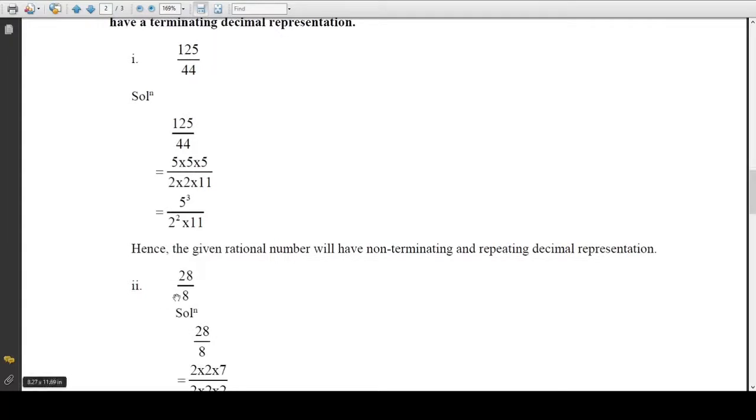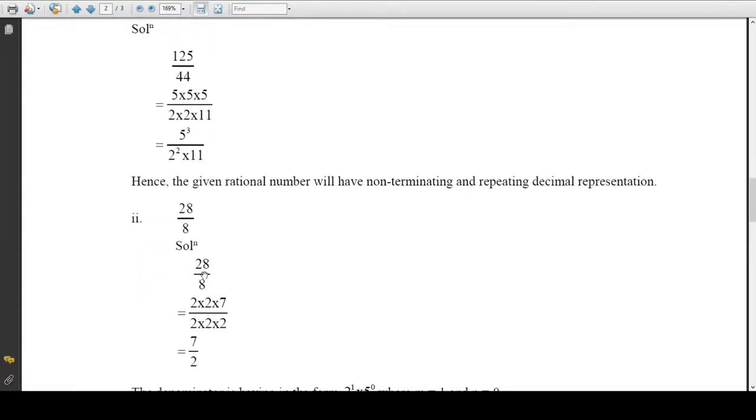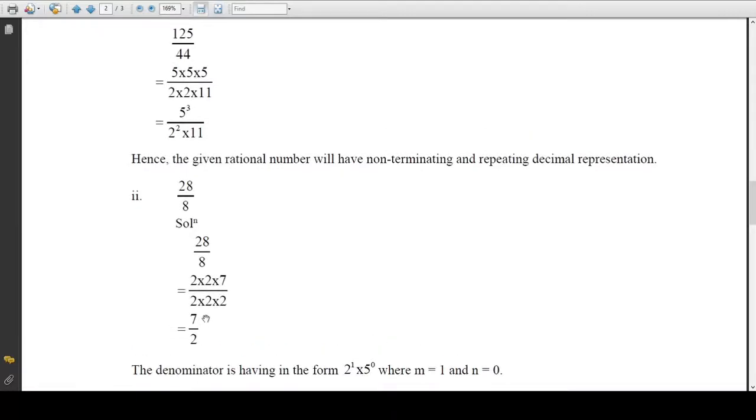Next, number 2: 28 by 8. We can write the factors of 28 as 2, 2 and 7, whereas 8 is 2, 2 and 2. On cancelling the 2, 2 here, we have 7 by 2. Now, is 7 by 2 terminating or not? Is the denominator in the form 2^m × 5^n? Yes or no? The answer will be yes, because it is in this form, as 2 has the power 1, multiplied with 5 to the power 0.